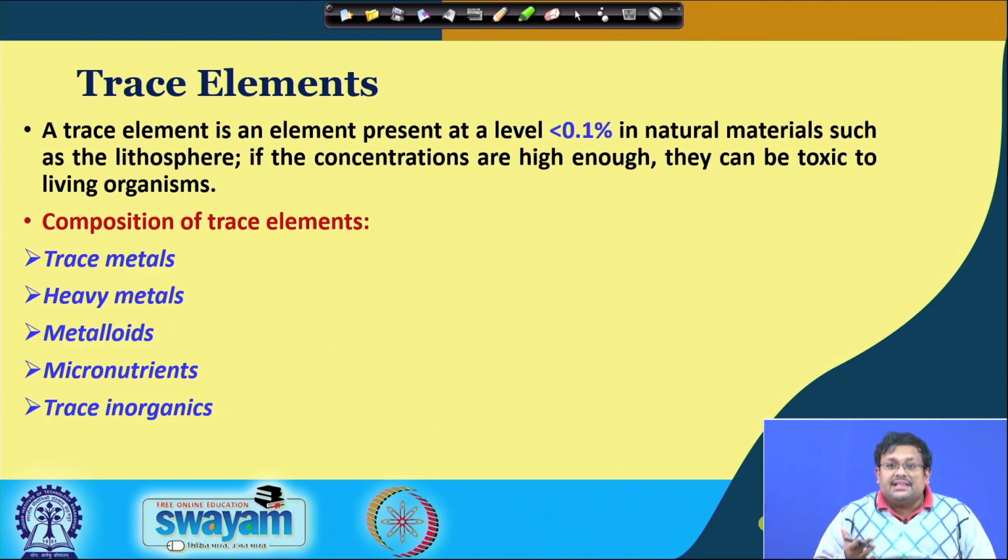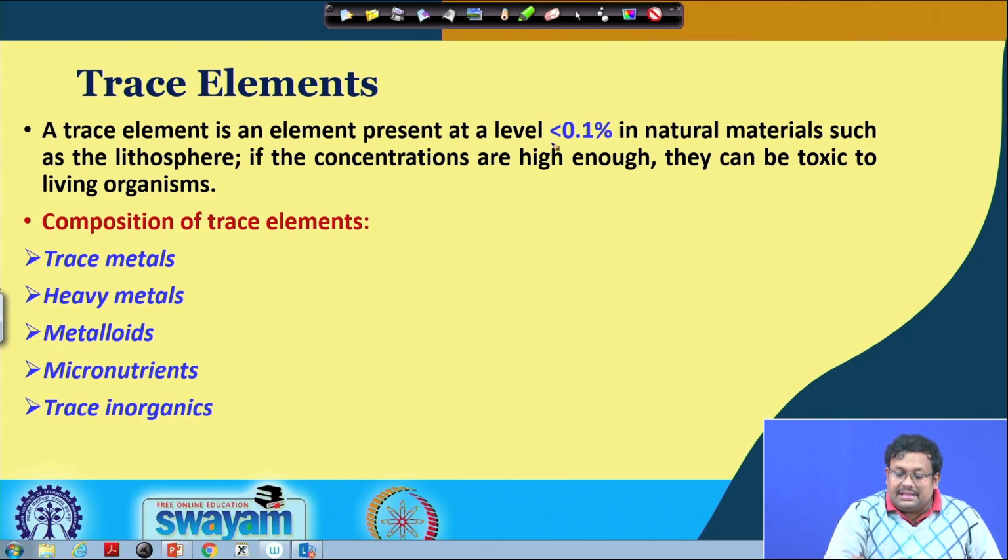First of all, the trace elements. A trace element is an element which is present at a very low level, most of the time less than 0.1% in natural materials such as the lithosphere. If the concentrations are high enough, they can be toxic to different types of living organisms. There are several toxic metals or trace elements present in our terrestrial environment, and if their concentration increases somehow, then you will see an impact on living organisms.